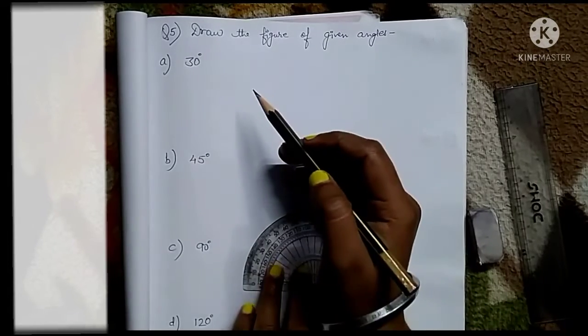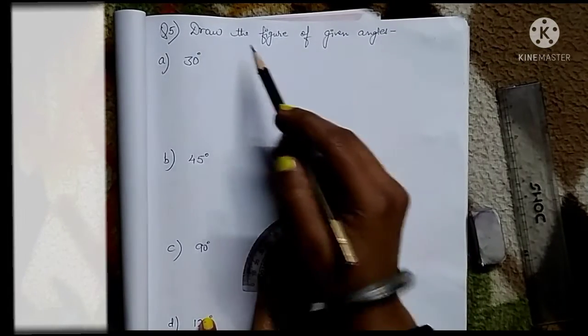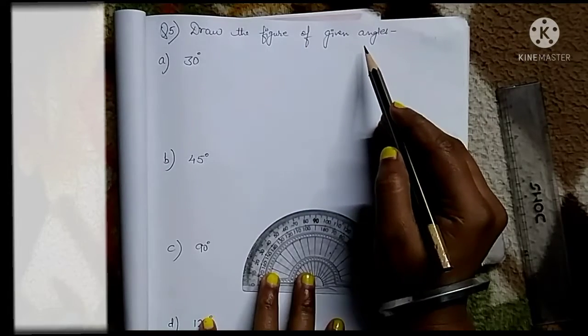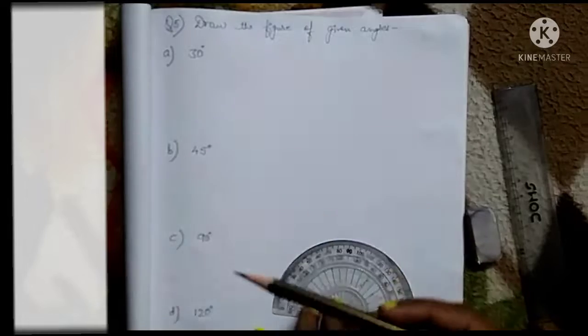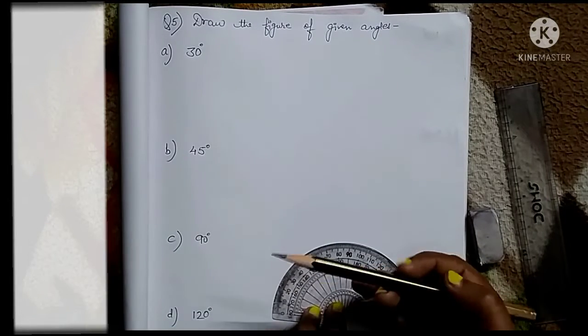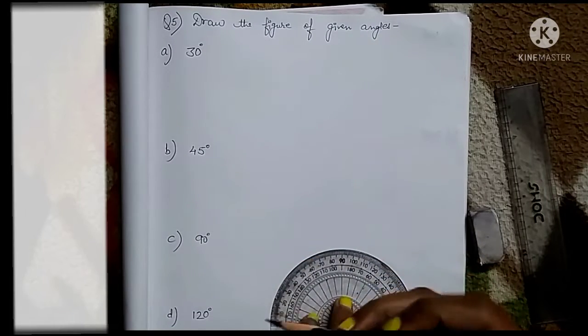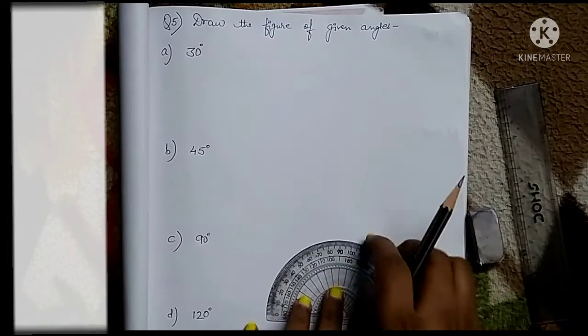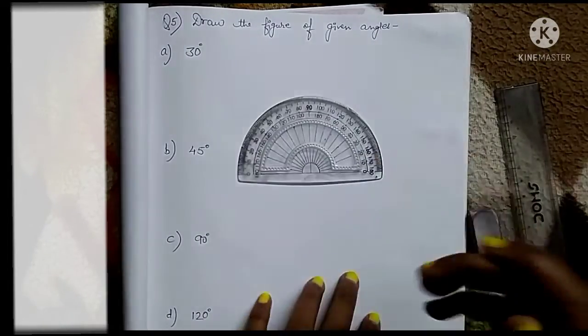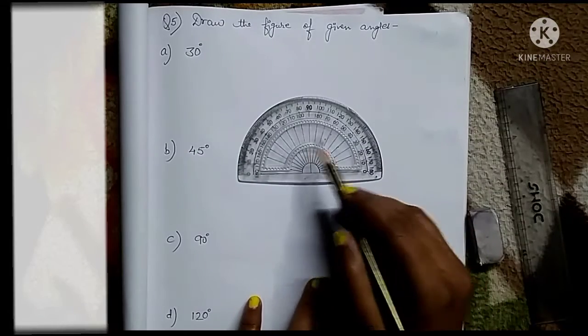In exercise 16.1, question number 5 is given: draw the figure of given angles. Here, some angles are given to you: 30 degrees, 45 degrees, 90 degrees, 120 degrees, and 180 degrees. We have to draw the figure of the given angles. So today in this class, we will draw the given angles with the help of a protractor.